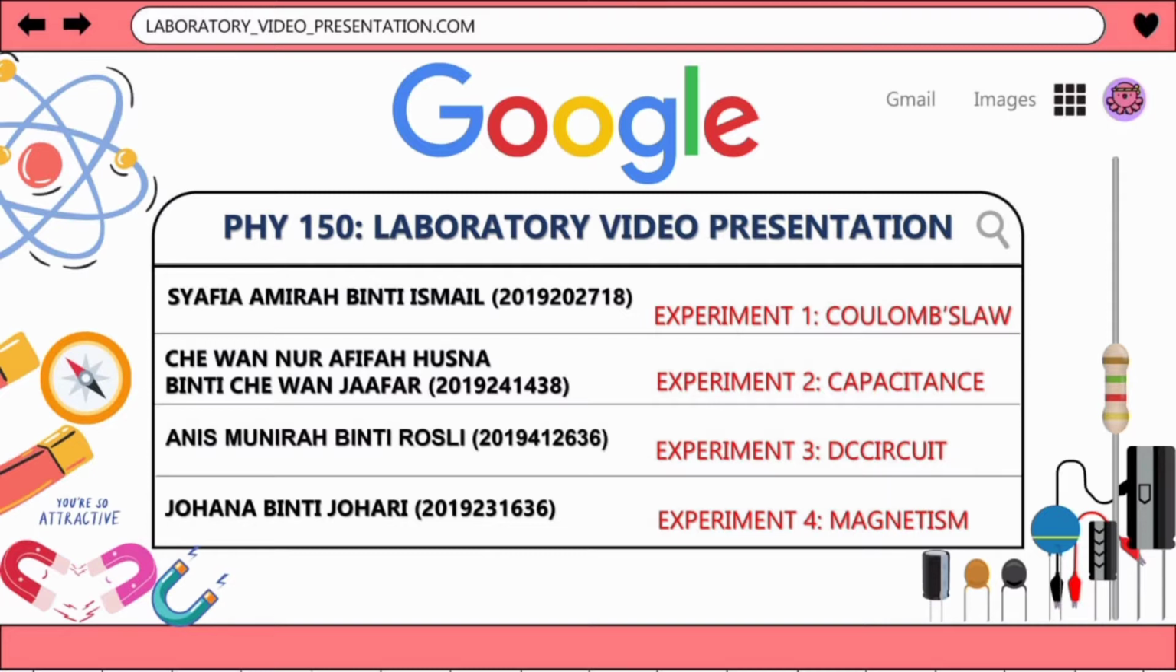Assalamualaikum and hi. In this video, we are going to summarize the laboratory experiments: experiment 1, Coulomb's law by Shafia Amira Ismail; experiment 2, Capacitance by Cik Wan Nur Afifah Husna Cik Wan Jaafar; experiment 3, DC circuit by Anis Munira Rosli; and the last one is experiment 4, Magnetism by Johanna Johari.